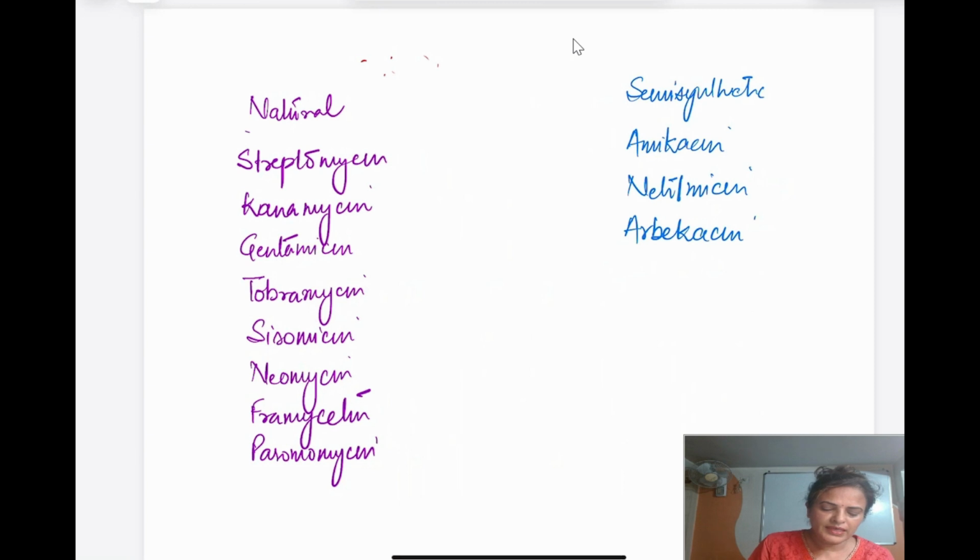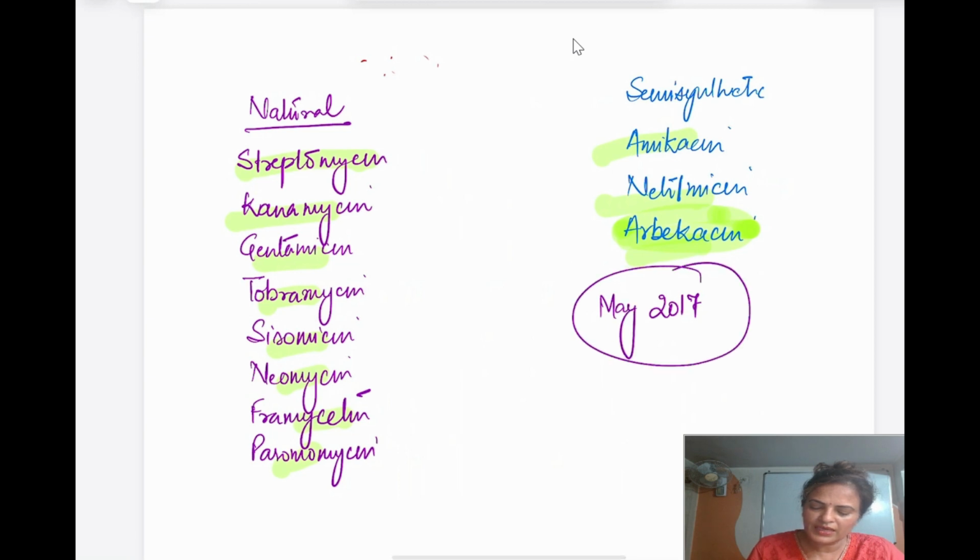Among the natural ones, we have streptomycin, kanamycin, gentamicin, tobramycin, sisomicin, neomycin, framycetin and paromomycin. Under the semi-synthetic derivatives we have amikacin, netilmicin and a newer one, arbekacin. This one got FDA approval in May 2017, and this drug has got approval in our country.